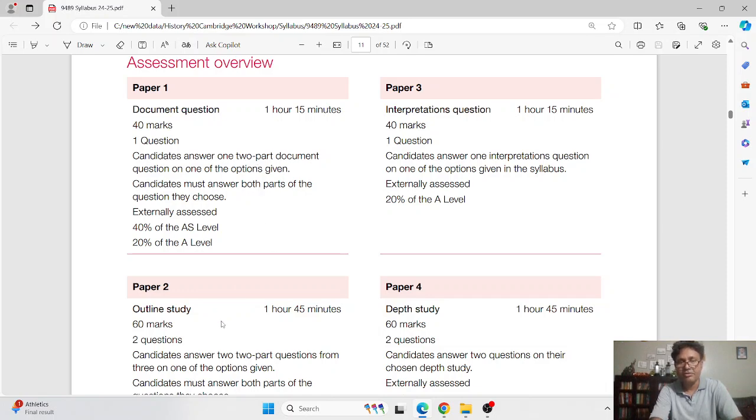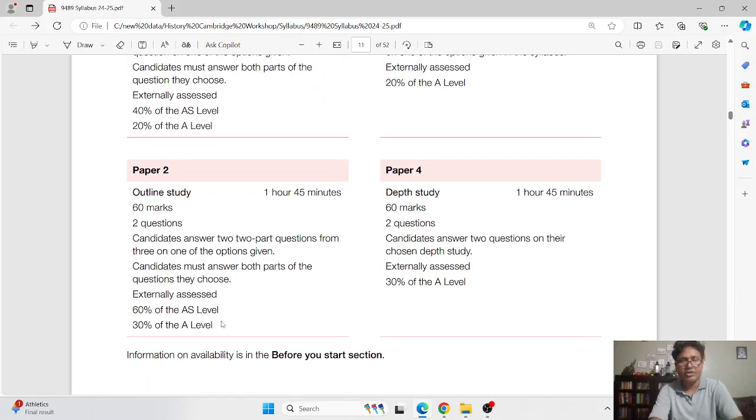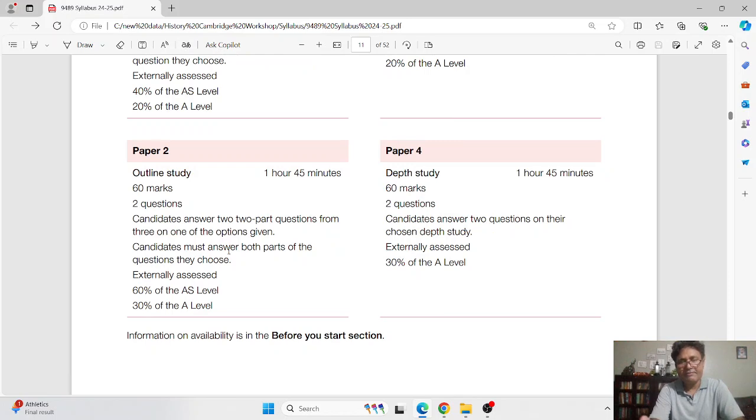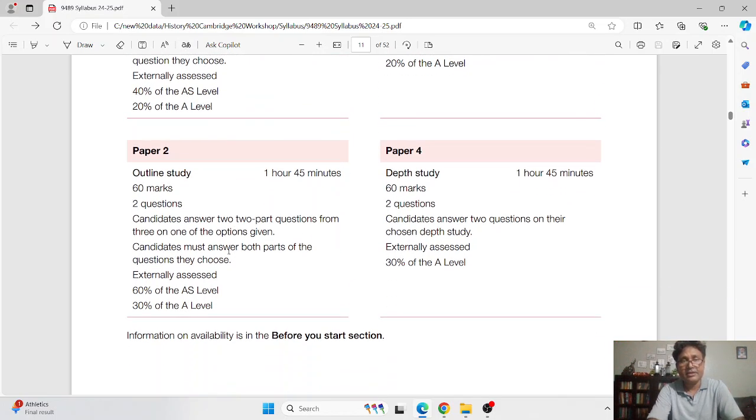Now Paper 2 is also called the outline study. This is more like an essay-type question, very simple. It is much simpler than Paper 1. Students often feel it is less difficult than Paper 1. It has two-part questions. Three questions will be given, and out of the three a candidate has to attempt two questions. Total marks are 60.